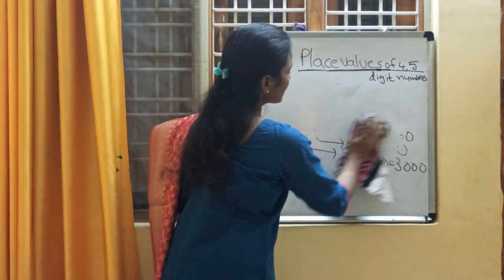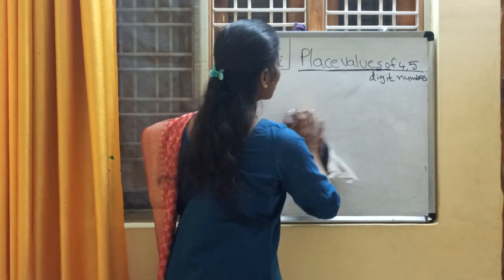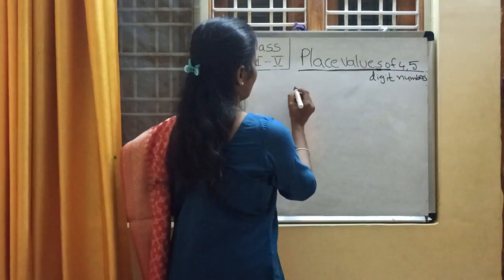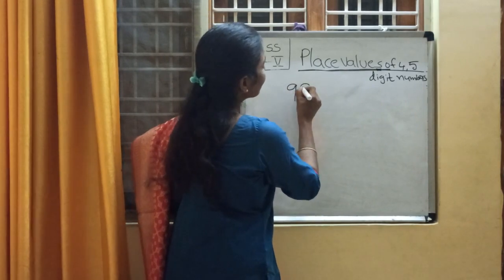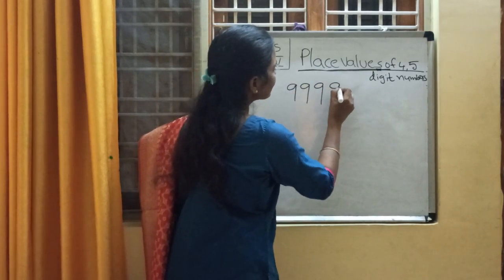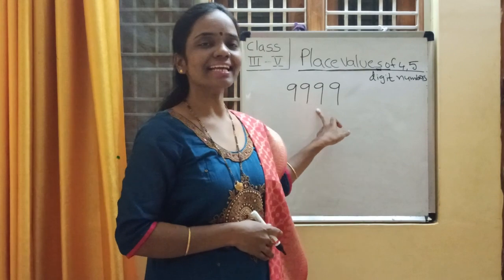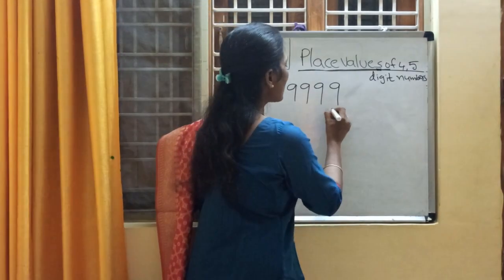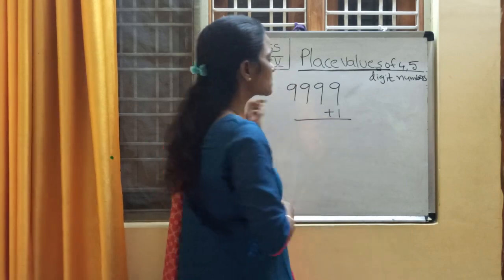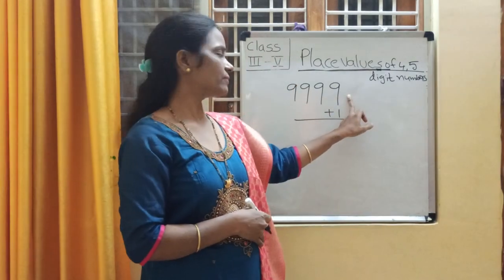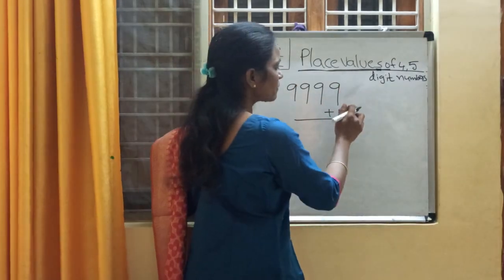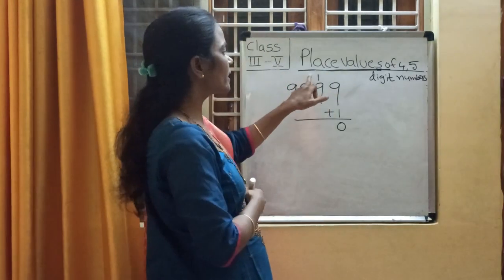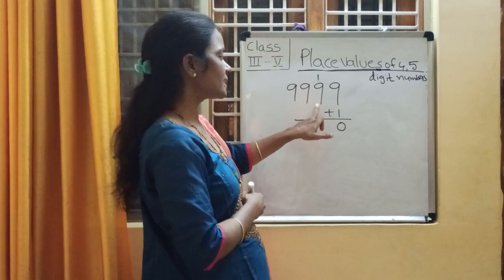Next. Now children tell me, what is the greatest 4-digit number? 9999. 9999 is the greatest 4-digit number. Now I am going to add 1 to this greatest 4-digit number. Everyone add along with me. 9 plus 1 is 10. 0 is written in 1's place. Carry over is forwarded to the next place. 1 plus 9 is 10.